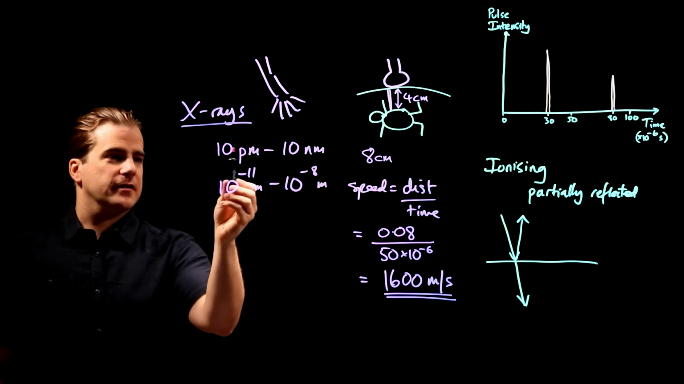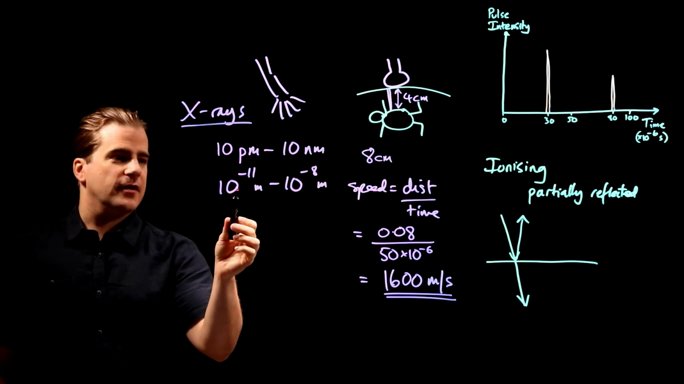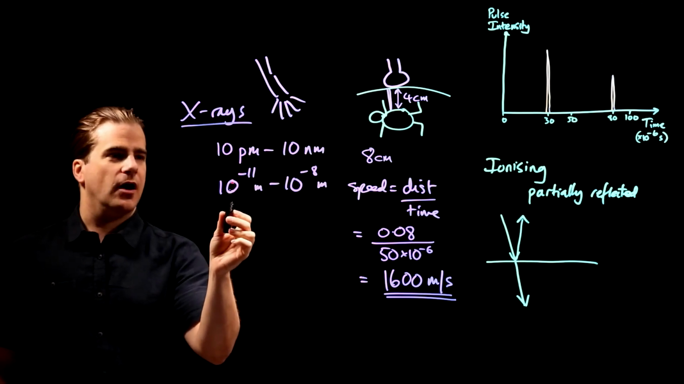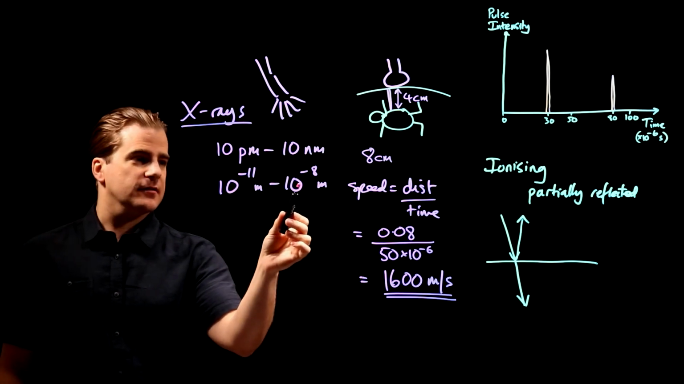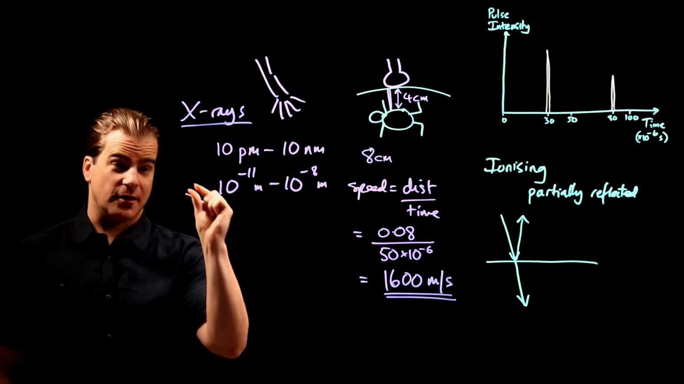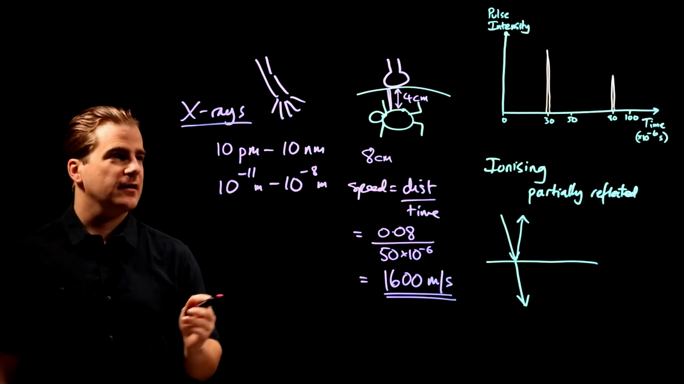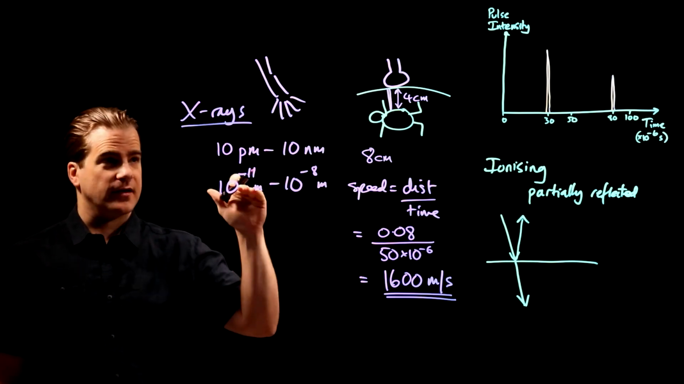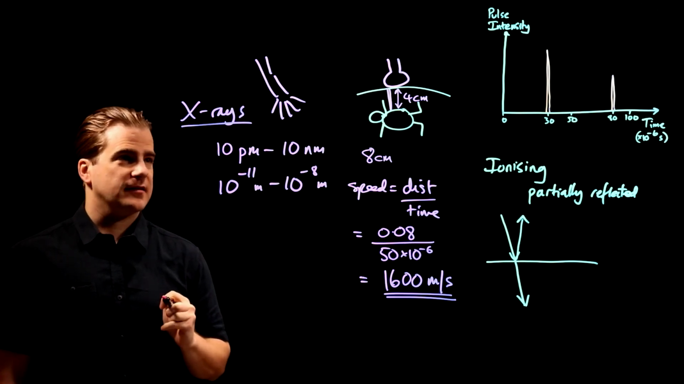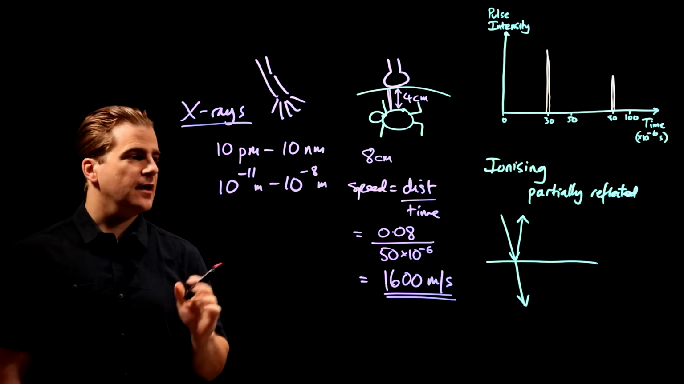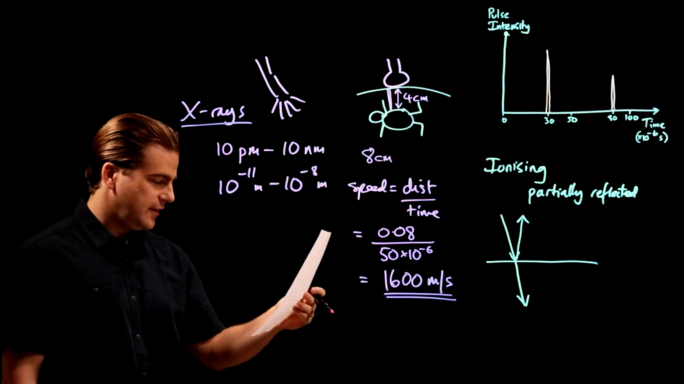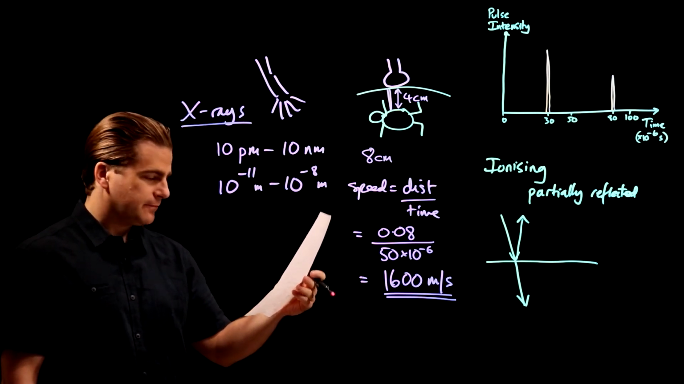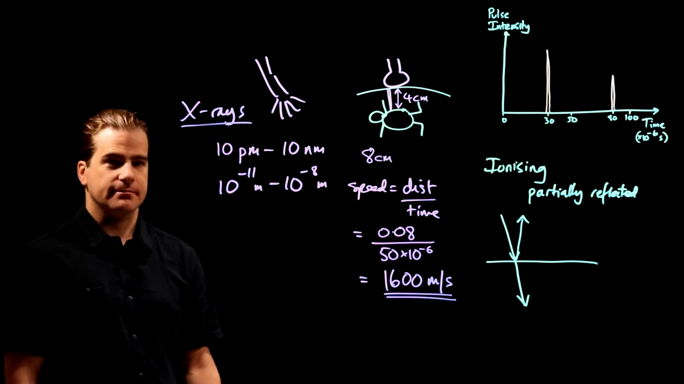So that's 100 billionth of a meter, and that's 100 millionth of a meter. So really, really small. And that means they have a high energy, and that's why they can penetrate matter so well. Okay, there we go. I think that's everything. Yeah. Brilliant.